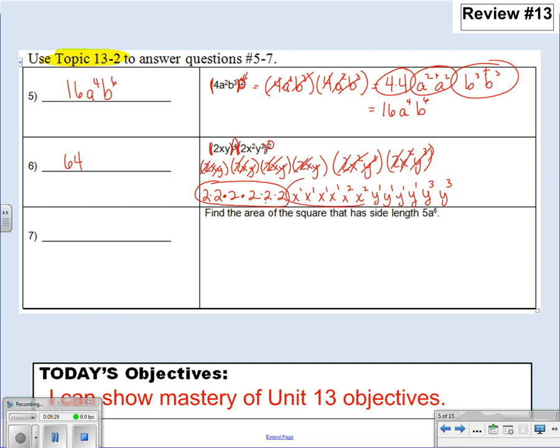Look at my x's, we'll add them all together. 1 plus 1 is 2, plus another 1 is 3, plus another 1 is 4, plus 2 is 6, plus 2 is 8. So this will be x to the 8th. We'll do the same thing for the y. 1 plus 1 plus 1 plus 1 plus 3 plus 3. And that is going to give us y to the 10th power.